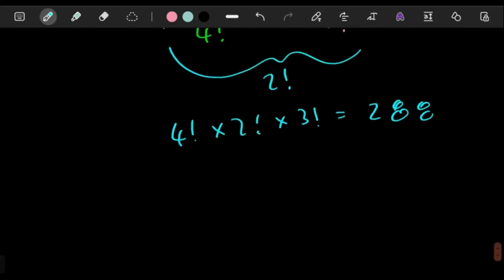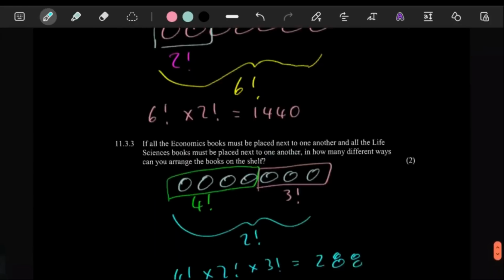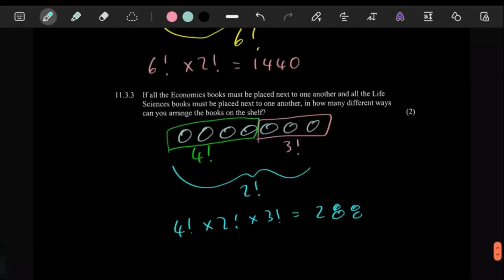288. There we go. That's the way we like it. Nothing crazy, nothing major. We are all good. We are all happy. So that's that for this paper.